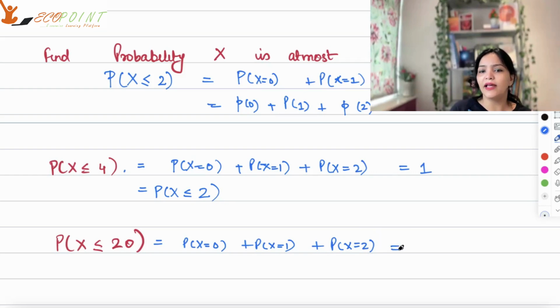For all other values of x, the probability is 0. Okay, so therefore again this will be 1, which is basically probability x is less than or equal to 2. So probability less than or equal to 2 is equal to 1. And if you take any value of x which is more than 2, and you are trying to find out probability x less than or equal to that number, you will only get 1 because nothing is then adding up.